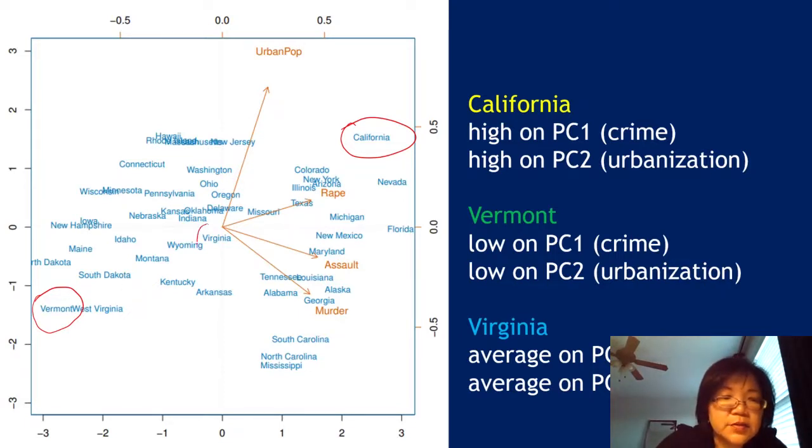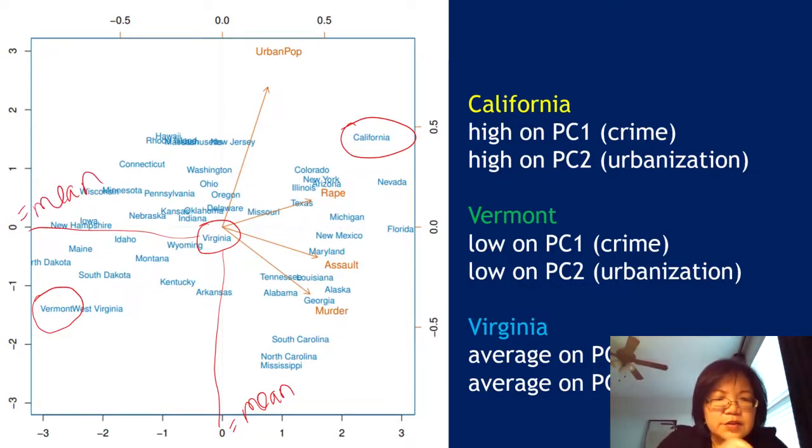Virginia, on the other hand, is right in the middle. That means that it does not have a 0 crime rate. It's just that this 0 is a centered value. This is centered, so that's just the mean. So 0 means this is centered around the mean. So 0 just means that Virginia has an average rate of crime and average rate of urbanization. It's right in the middle.